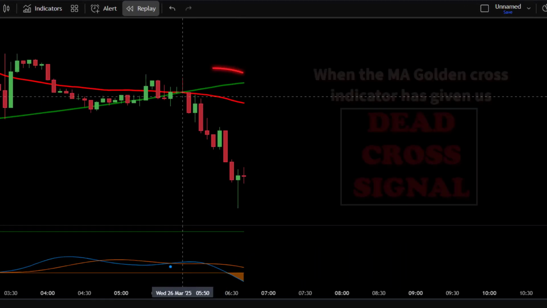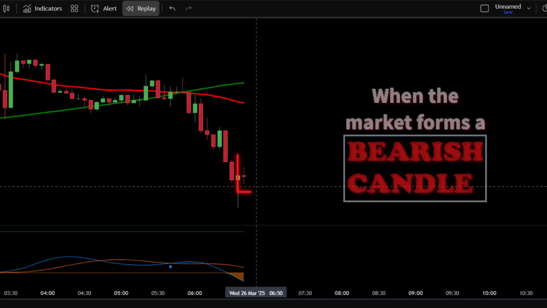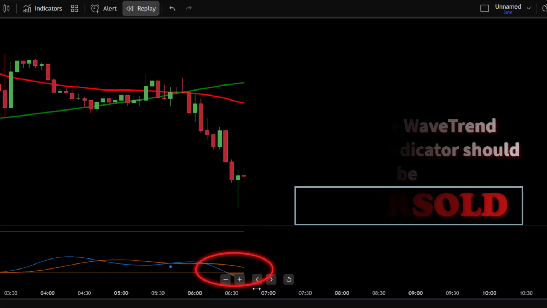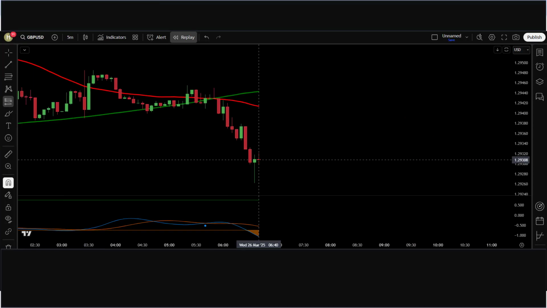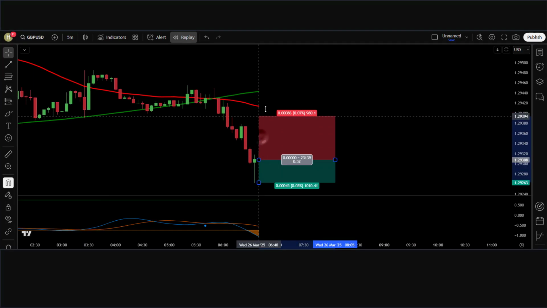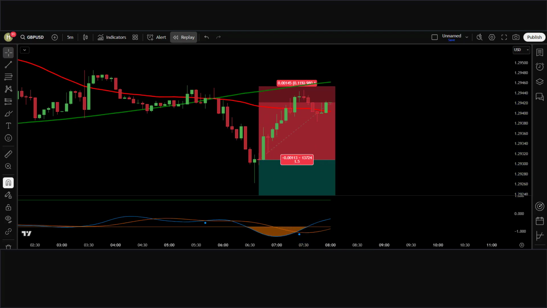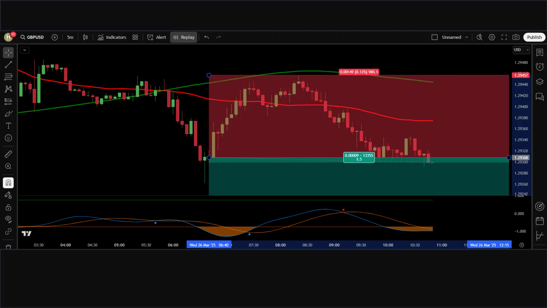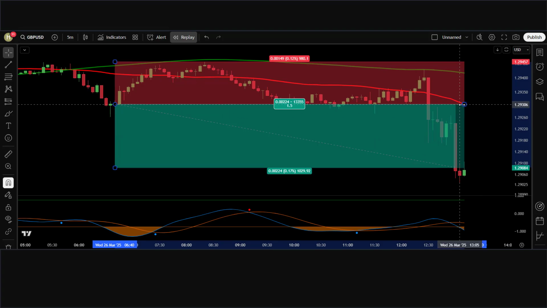Now, let's understand the concept where we will take buy and sell trades based on their conditions. When the MA Golden Cross indicator has given us a dead cross signal, when the market has formed a bearish candle, and when the WaveTrend Oscillator indicator is oversold, if these conditions are fulfilled, then we will place a sell order. Our stop loss will be placed at the current market's higher level, and the risk to reward ratio will be 1:1.5. The market has completely hit the target.